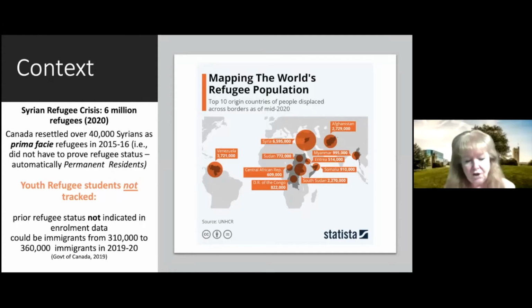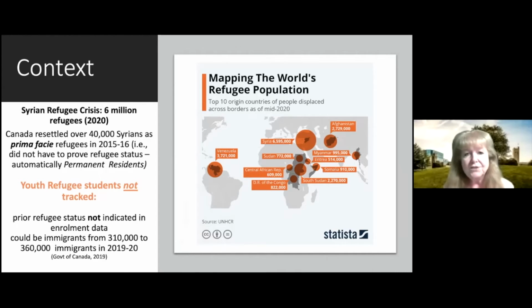And in the Canadian context, you all heard about in 2015, 2016, when Canada resettled over 40,000 Syrian refugees. And they were referred to as prima facie refugees in that they didn't have to prove their refugee status. They didn't have to go through the refugee hearings or anything. They just automatically became permanent residents. However, youth refugee students were not tracked. And so they don't show up any differently on any sort of formal records than immigrant students.